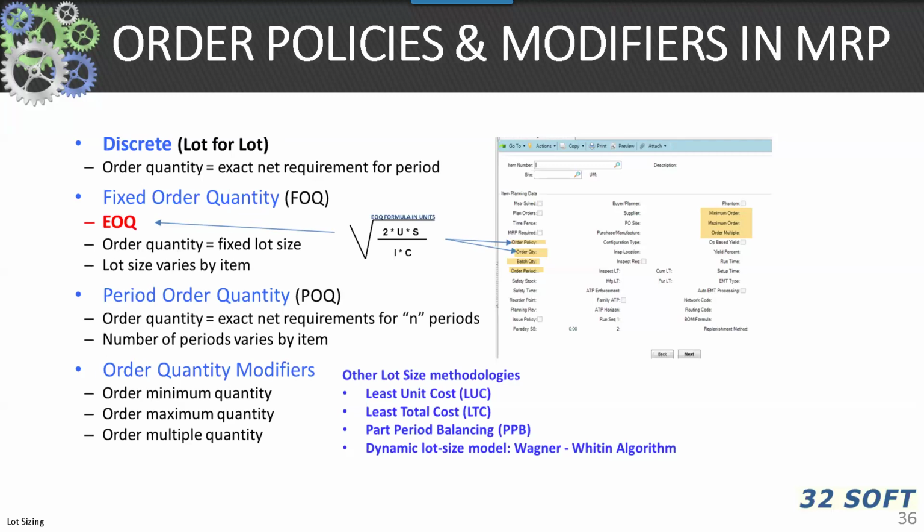There are other modifiers such as minimum order, maximum order, multiple orders. I've even seen more sophisticated models used, such as least unit cost or least total cost or part period balancing. Learning the optimal or correct value of these settings makes MRP work. These are the levers and knobs of the machine.